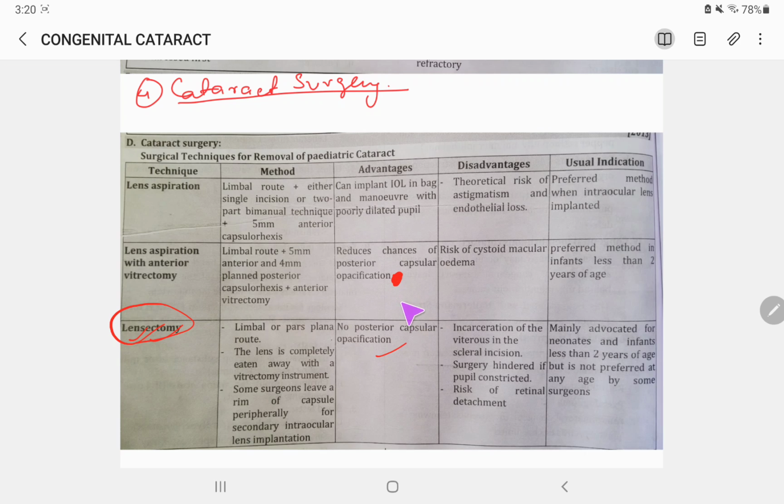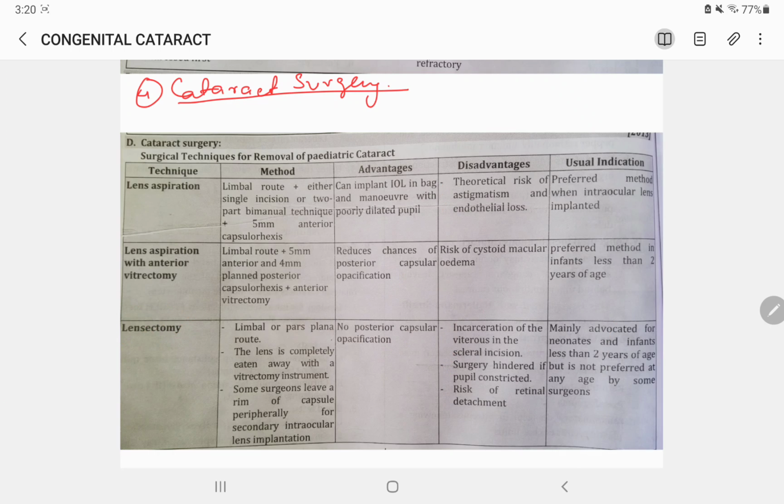Lens aspiration with anterior vitrectomy will reduce the chances, whereas the lensectomy will completely destroy the chances of posterior capsular opacification. So this is highly dangerous, I would say, compared to the others, because there is astigmatism, endothelial loss, and cystoid macular edema. But in the lensectomy, there is the incarceration of the vitreous in the scleral incision, where the sclera was incised.